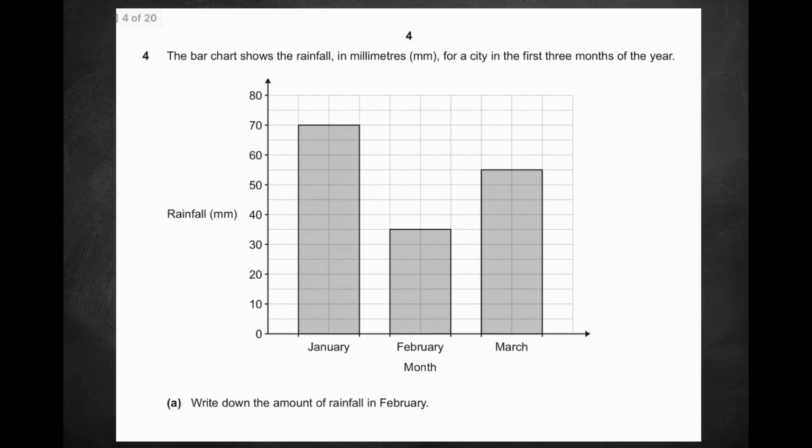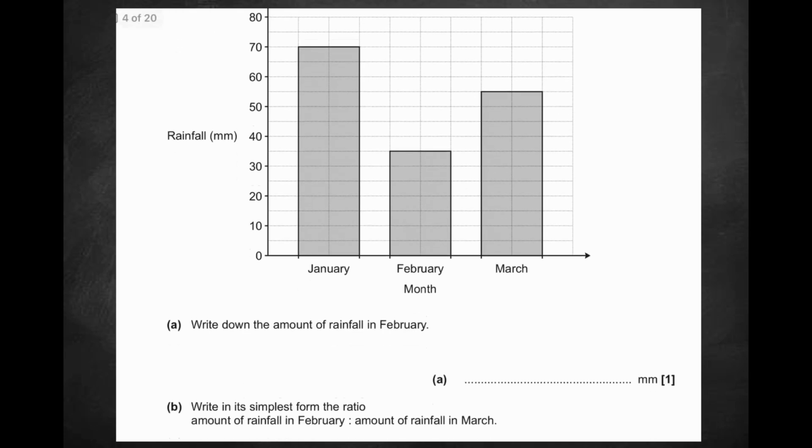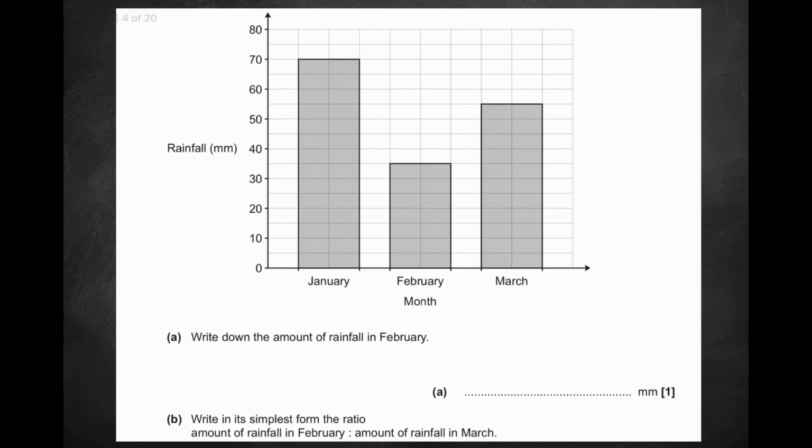Question number 4. The bar chart shows the rainfall in millimetres for a city in the first 3 months of the year. Part A. Write down the amount of rainfall in February. So all we have to do is read the graph at February, follow it across to here. It's halfway between 30 and 40, so our answer is 35 millimetres.